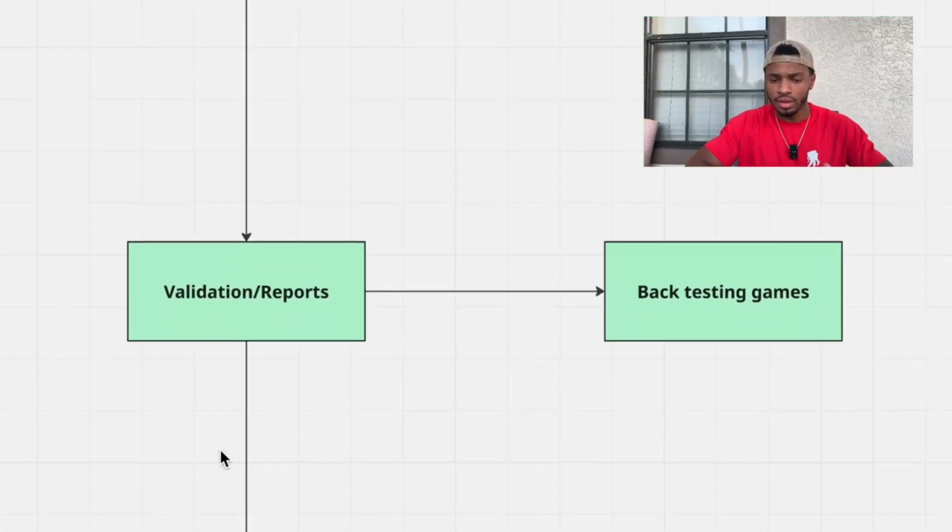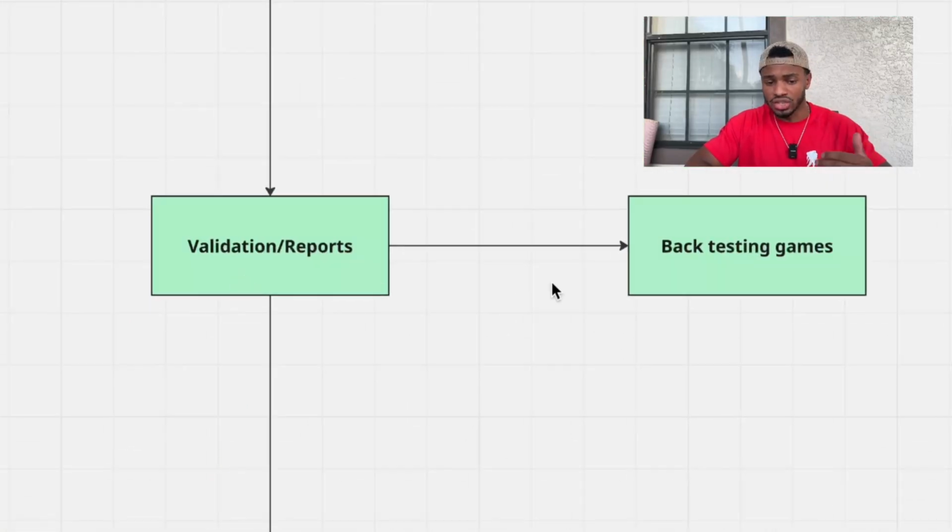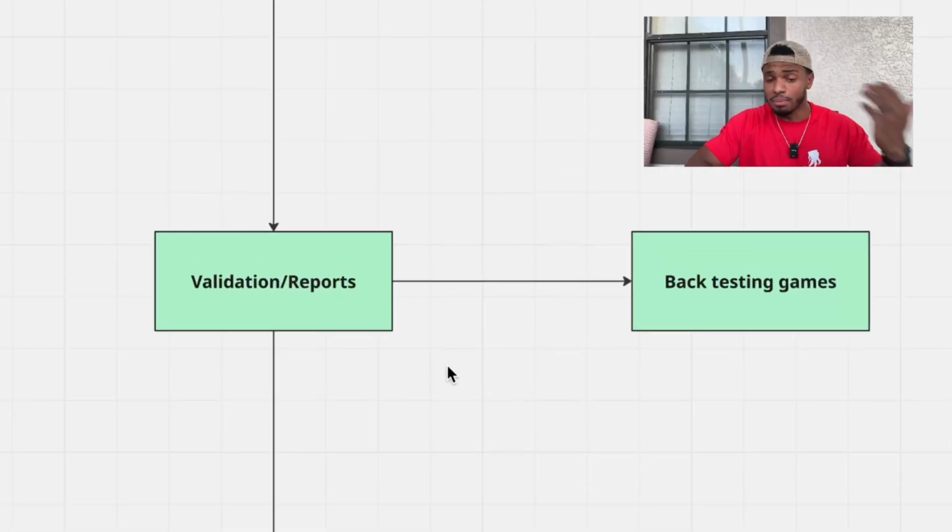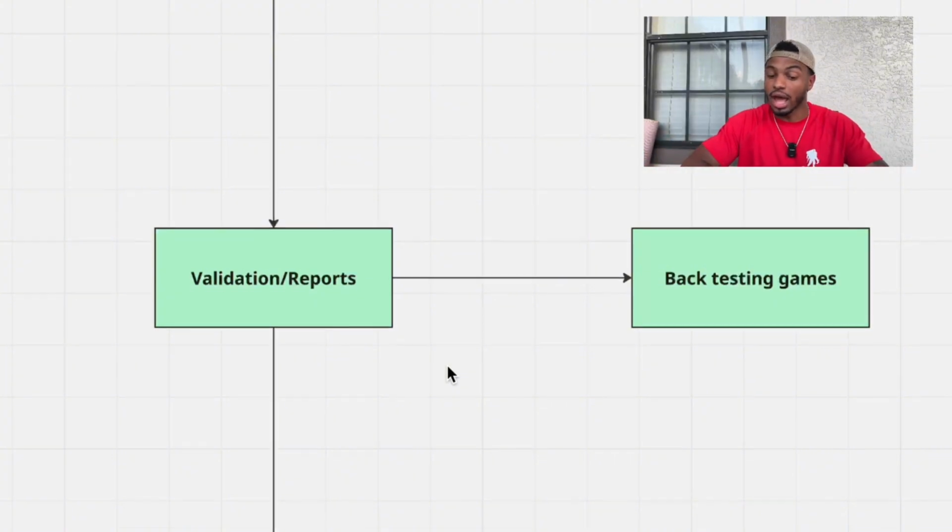Finally, we're going to add some validation and some reports, basically some back testing to the model so we can run simulations on the games before they happen to have even more accurate decisions. Basically, the computer is going to go simulate the game 1,000 times, give you a summary of what happened, and then from there you can use that to help make your decision on what you think is going to happen.